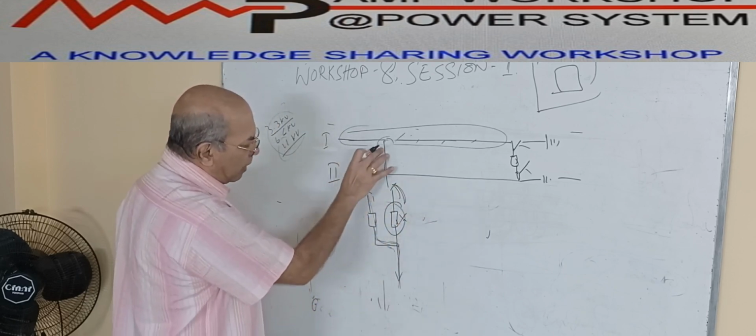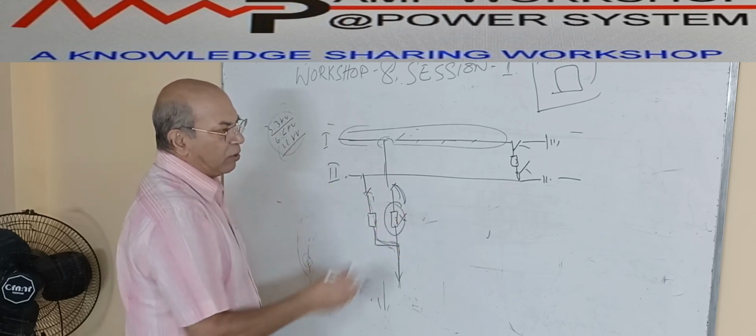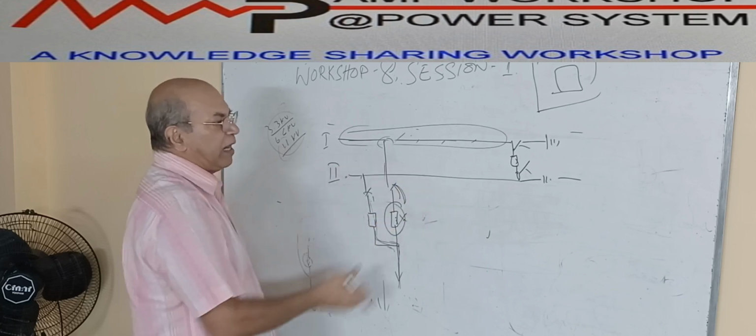This is called dual busbar dual breaker arrangement. It is quite expensive because here two breakers have to be installed. So more space will be required, more cost is there, but more flexibility I will get.